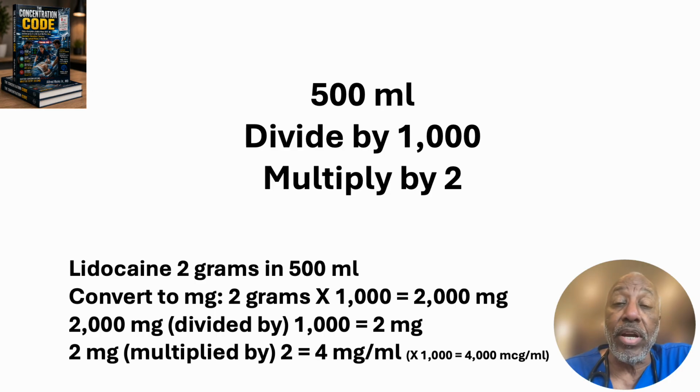If you want micrograms per milliliter, just multiply it by 1,000. 4 milligrams per milliliter is equal to 4,000 micrograms per milliliter. Now you know that running the drip at 30 milliliters per hour delivers 120,000 micrograms per hour, or 2,000 micrograms per minute, which is 2 milligrams per minute, which is a common lidocaine maintenance rate.